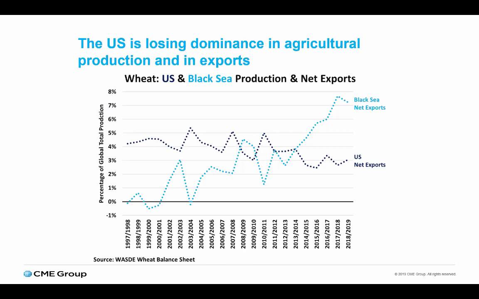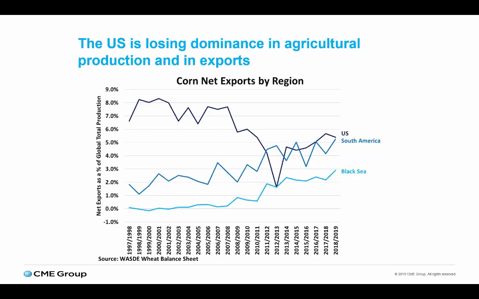US exports of wheat are still positive, but they're only 3% of global total production, whereas exports from the Black Sea are now 7%, almost 8% of total global production. So what happens in the wheat market is totally dominated by what happens in Ukraine and in neighboring Russia. So little wonder that the price of wheat follows what happens in Russia.